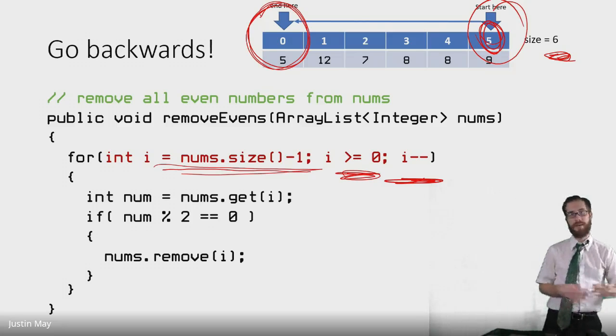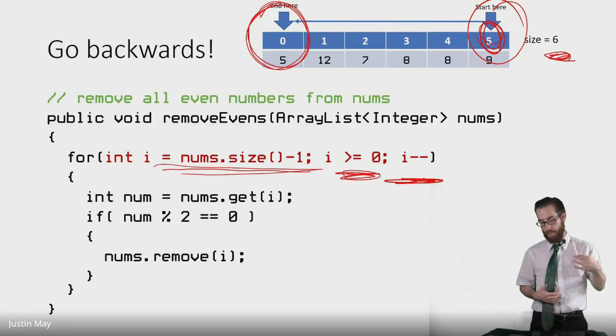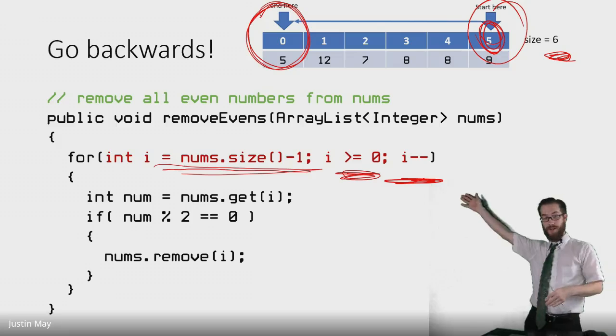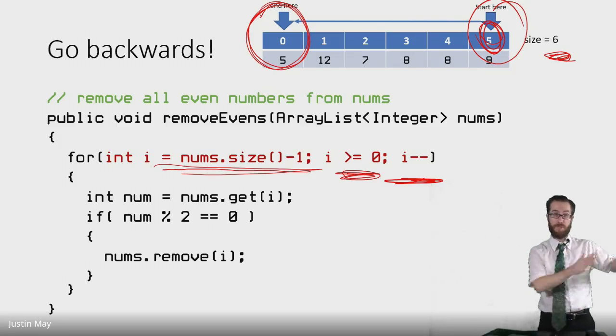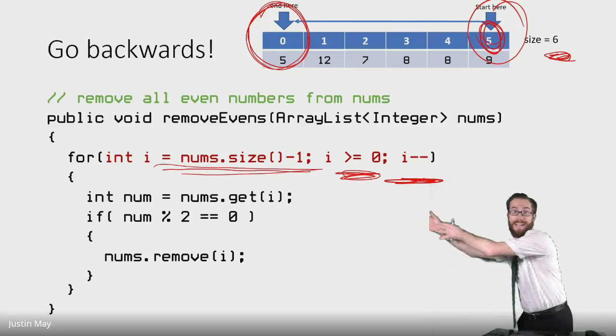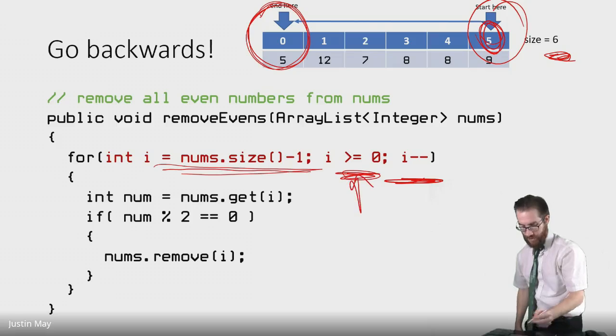You get so used to writing i++ in your loop. But if we're going backwards, you've got to do i--. So you go 5, 4, 3, 2, 1. If you go 5, 6, 7, 8, 9, 10, this condition will never be true. You'll end up in an infinite loop.